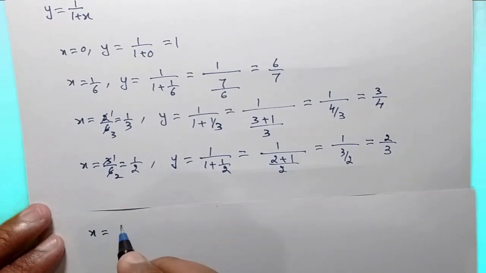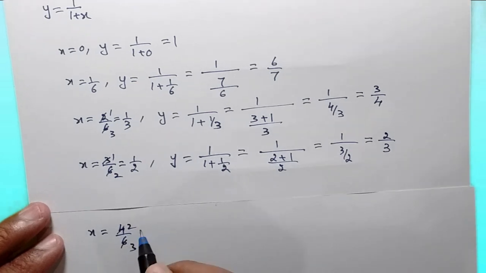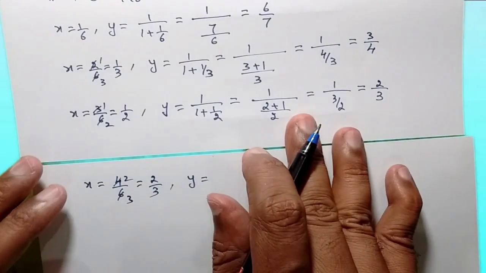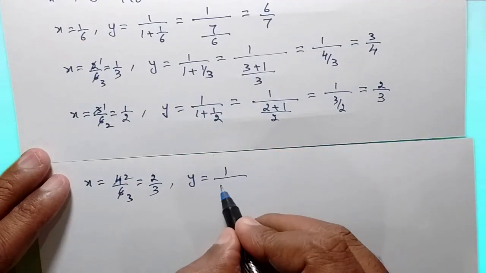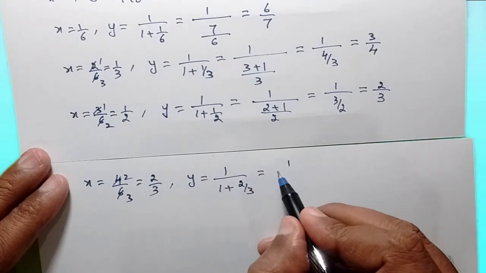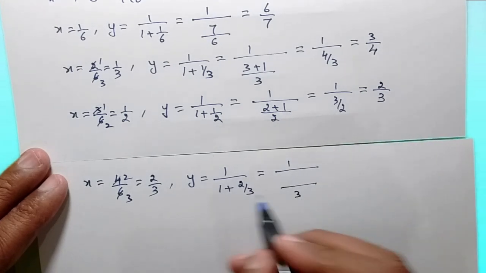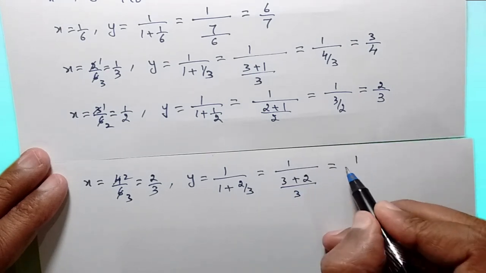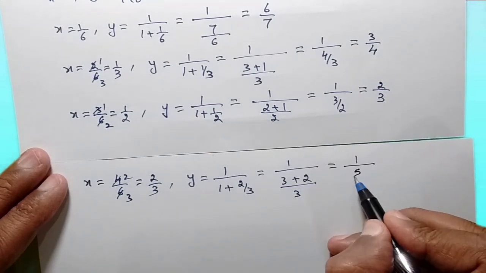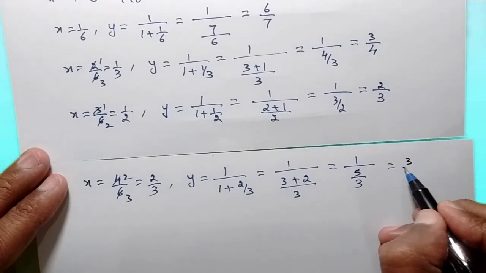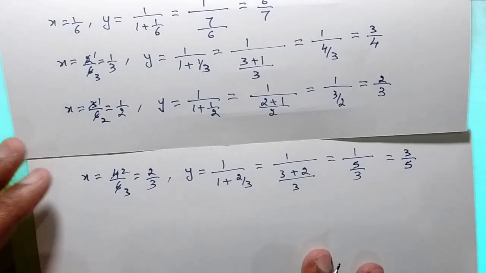Then x is equal to 4 by 6. So 2 times 2, 3 times. It is 2 by 3. So the value of y will be 1 by 1 plus x, where the x value is 2 by 3. So it is 1 by, you can take the LCM as 3. So 3 times 1 will be 3 plus 2. It is 1 by 3 plus 2 by 3, which is 5 by 3. So 1 by 5 by 3, if you take the reciprocal, it becomes 3 by 5.